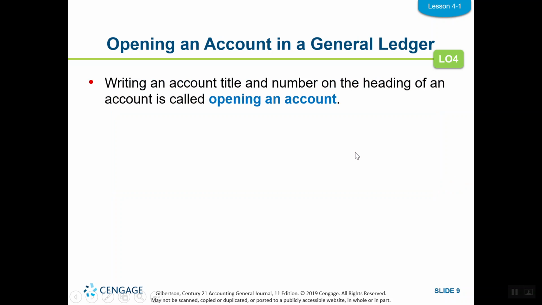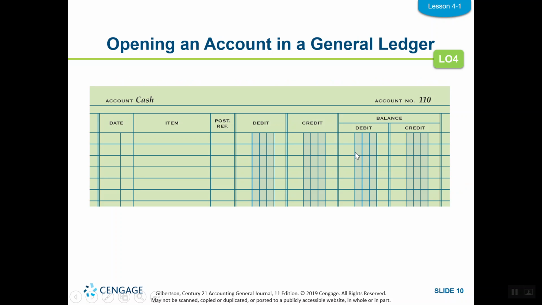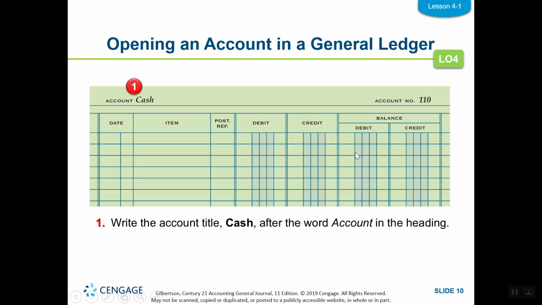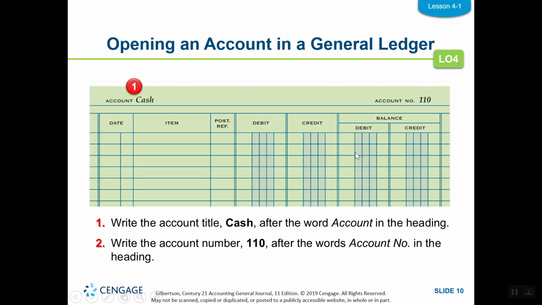Now, opening an account in the general ledger: writing an account title and the number in the heading of an account is called opening an account. So basically all you do is you write the title, in this case cash, and then you write the account number 110.